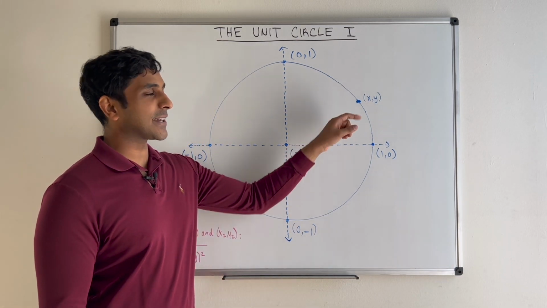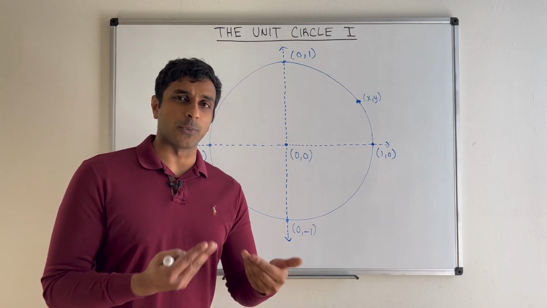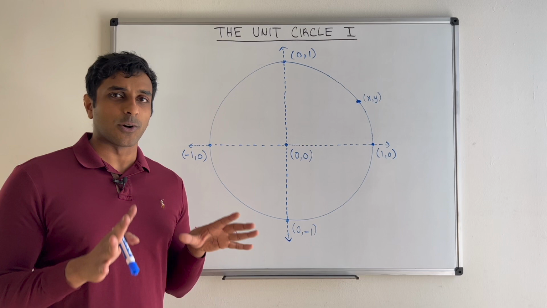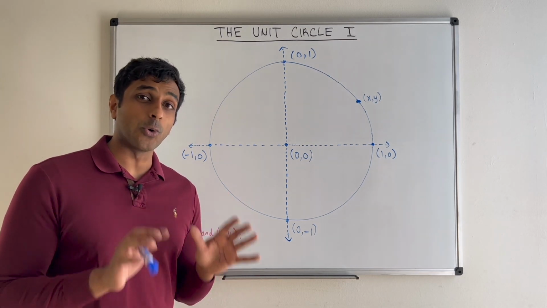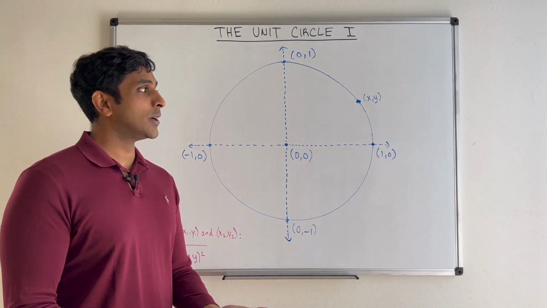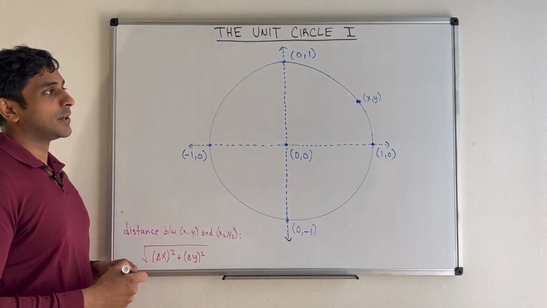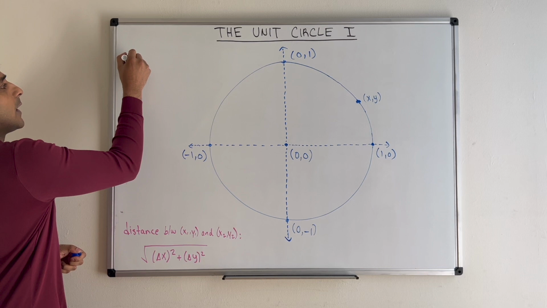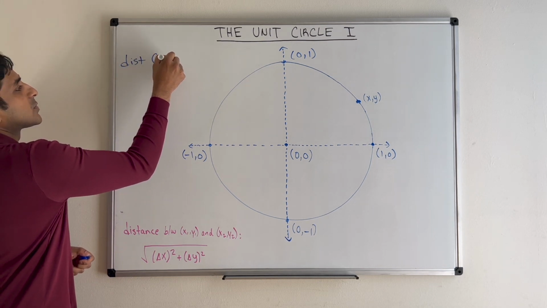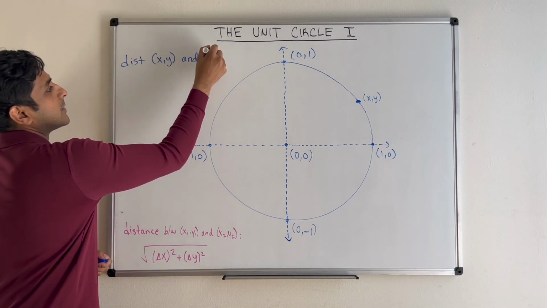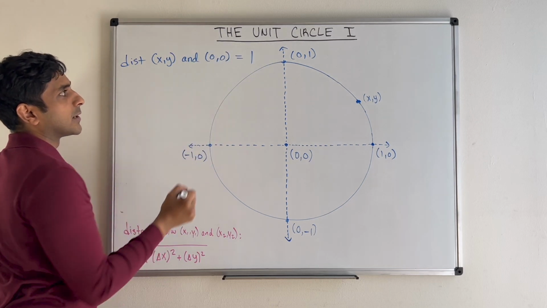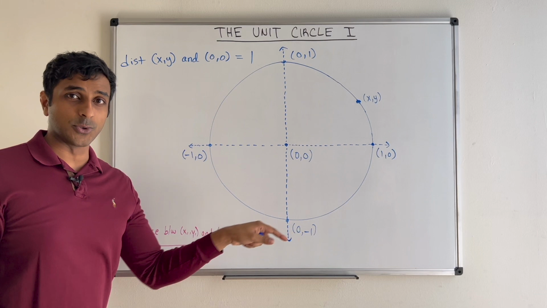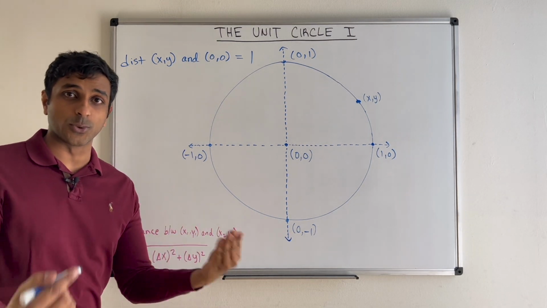So if we just have (x, y), what's the relationship that we know between x and y? Or in other words, what's an equation that we can write down such that the only points that make that equation true are the points on the unit circle? Well, we can use the definition of a circle, right? We can say we want the distance between (x, y) and the center, (0, 0), to be 1. The only points that make this equation true are points on the unit circle. So this is an equation for the unit circle.